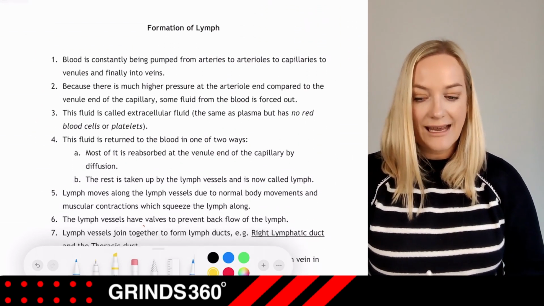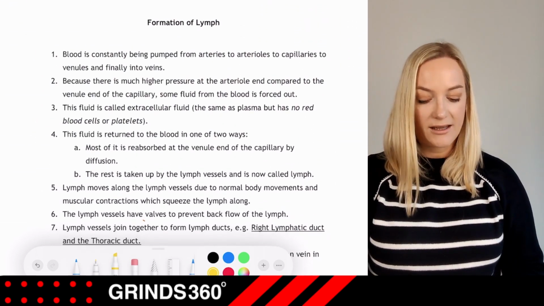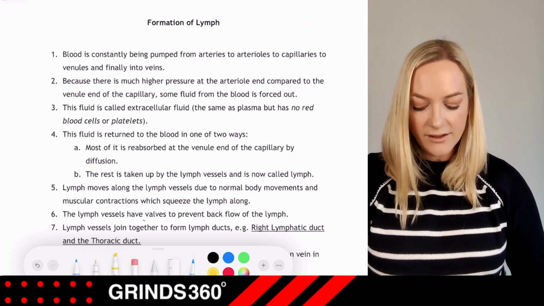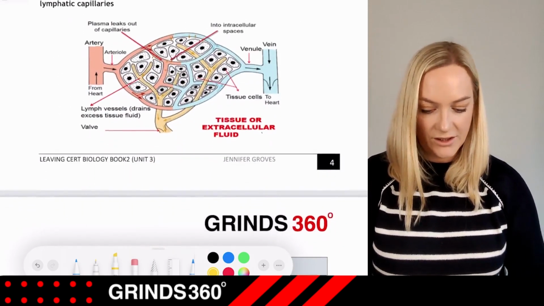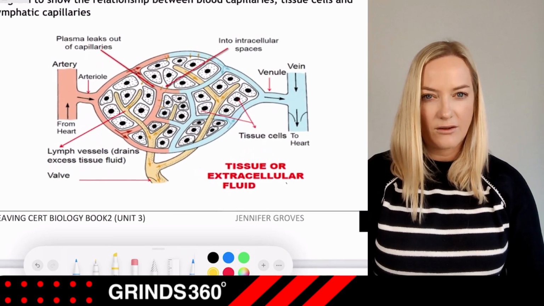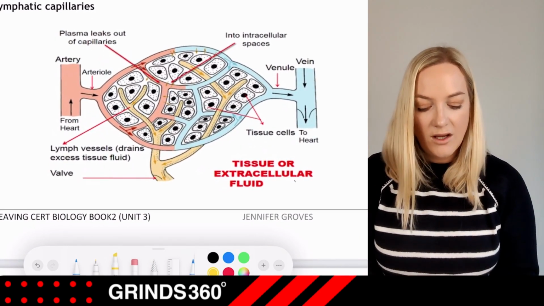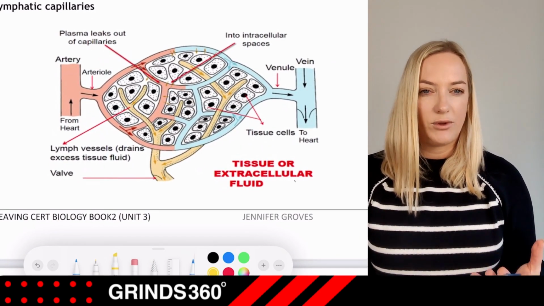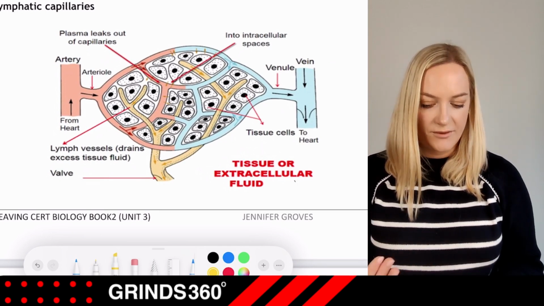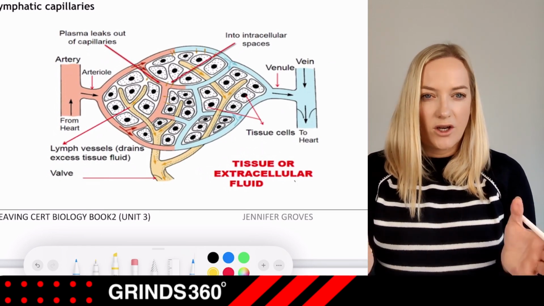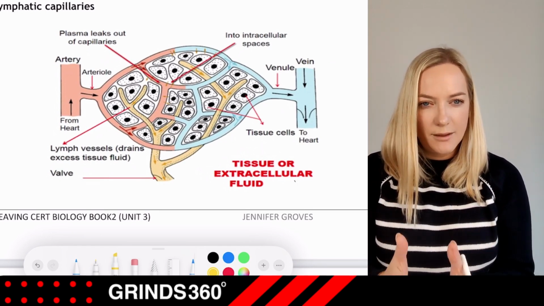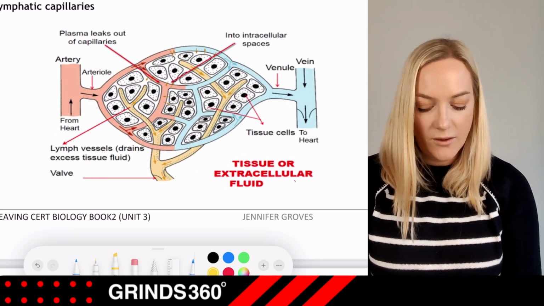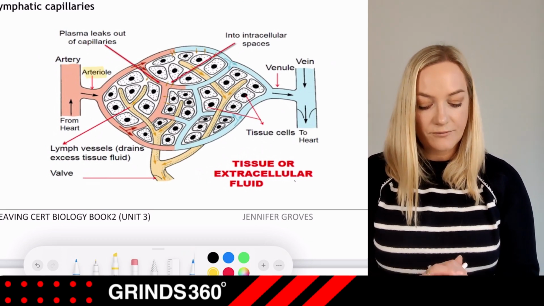Now we're going to look at how lymph is formed, because they could ask us that. How is lymph formed? So I'm just going to show you this picture here. Okay, so just zooming in. So we have our artery. Your artery is carrying oxygenated blood from the heart. From your artery will branch off and become a little bit smaller, and that's called your arteriole.